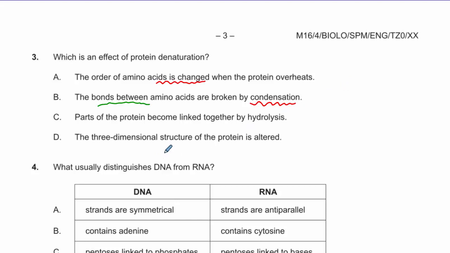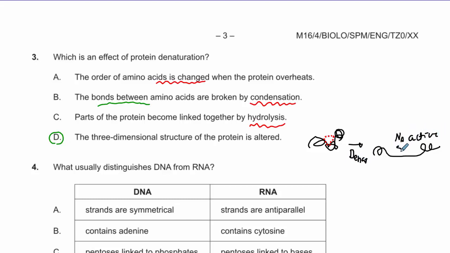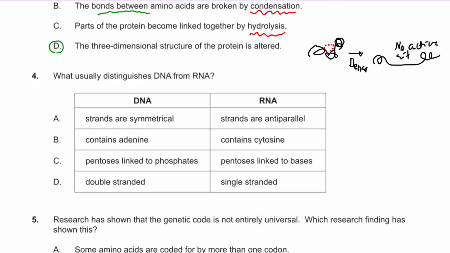Parts of the protein become linked together by hydrolysis. So denaturation would be the opposite of what C starts describing. But linking proteins together would not happen by hydrolysis, because hydrolysis is breaking stuff up. So the correct alternative here is D. The three-dimensional structure of the protein is altered. So, for example, let's say you have a protein, and this protein has an active site in this fissure. What denaturation would do is partially or completely unfold the protein so that there is no active site. So denaturation would produce no active site, or as D says, the three-dimensional structure would be lost.